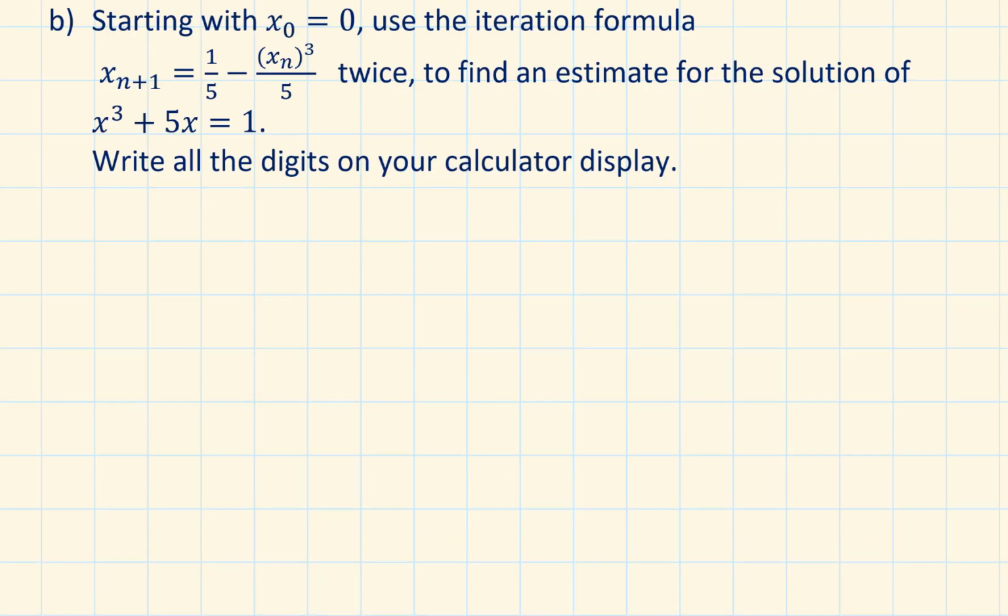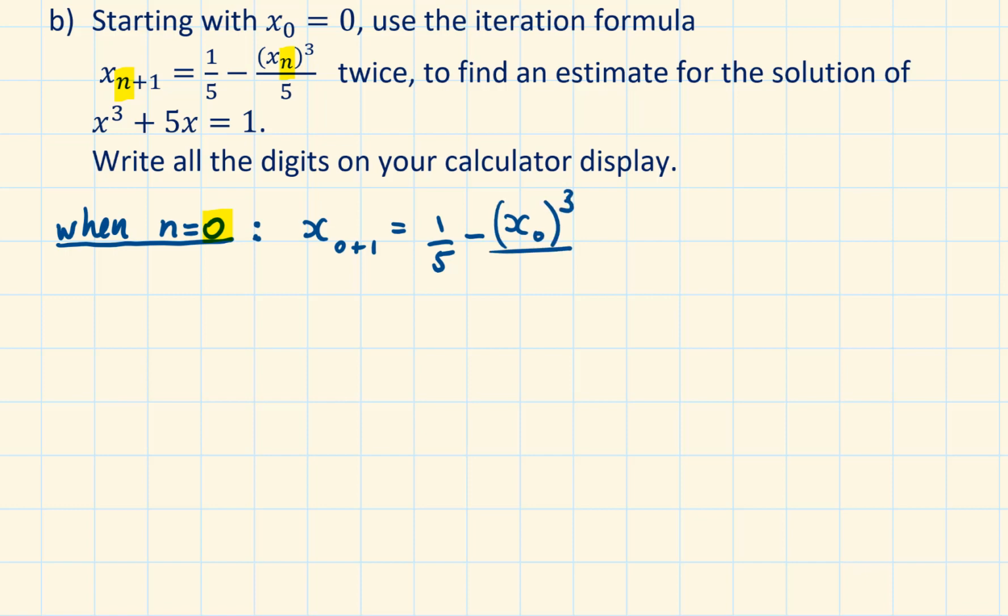Starting with x0 = 0, use the iteration formula twice to find an estimate for the solution of x cubed plus 5x is equal to 1. Since we have x0 given, we will start by replacing n with a 0. This will become x0+1 is equal to 1/5 minus x0 cubed over 5. Notice we have replaced the n's with a 0. And that is equal to 0.2.